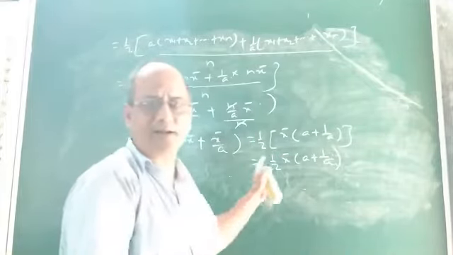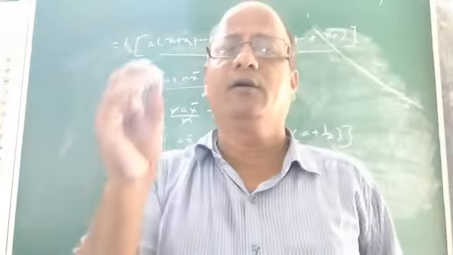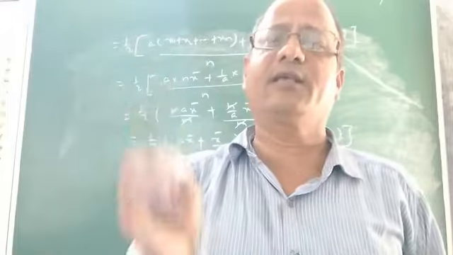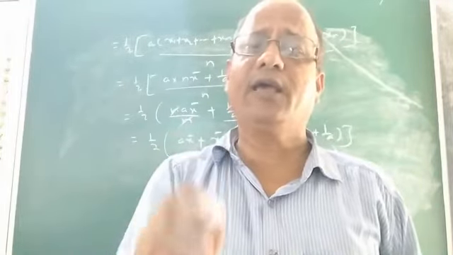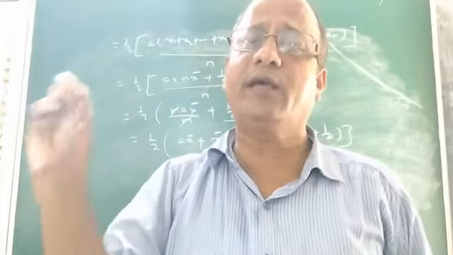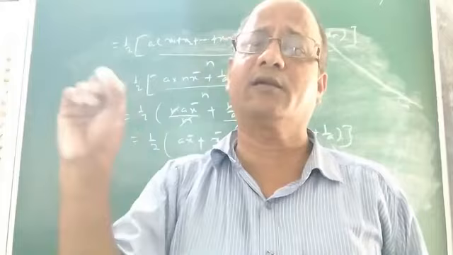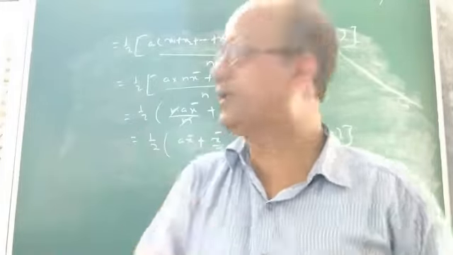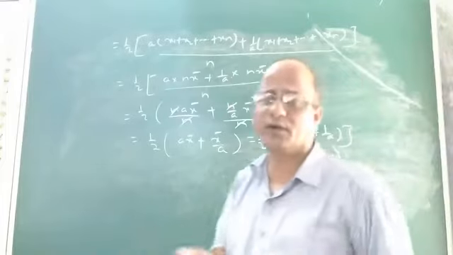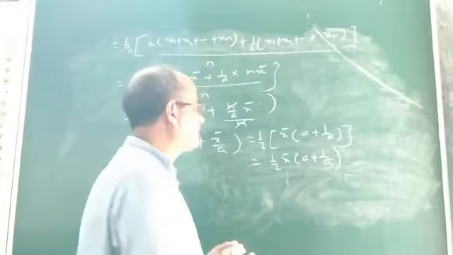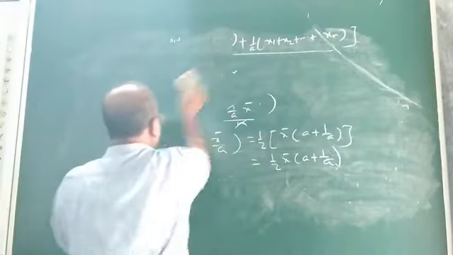So what does it mean, children? If x bar is the mean of n observations, that is x1, x2, x3 up to xn, then the mean of ax1, ax2 up to axn and x1 by a, x2 by a up to xn by a will be given by this expression. Okay. So children, I hope you understood how to do this. Now let us discuss another question. Let us discuss question number 4.